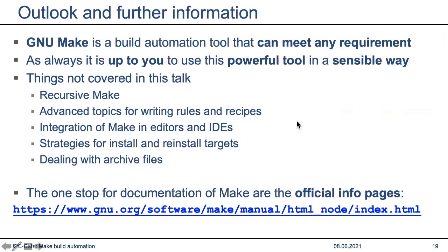So, outlook: I think GNU Make is all you need for build automation. If you have dependency problems, those can be solved. Keep it simple is my recommendation. Don't overdo it, and don't listen to people saying you need complicated directory structures because that's the way it is done. That's not right.